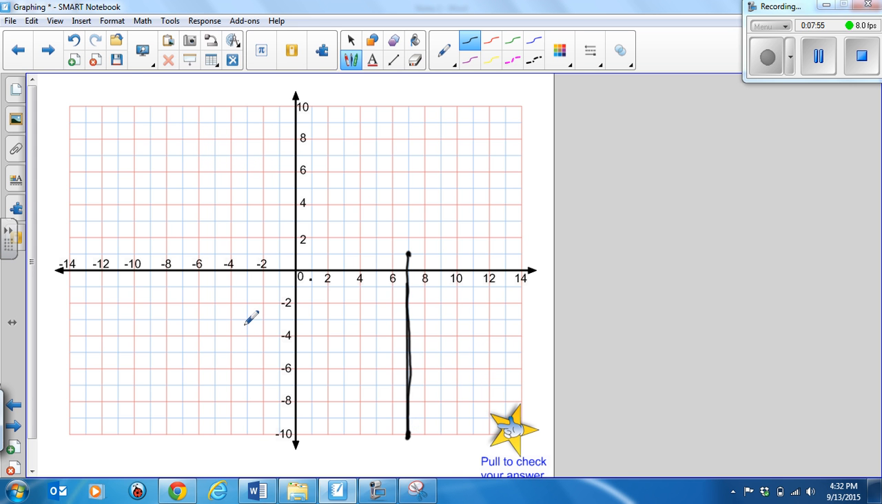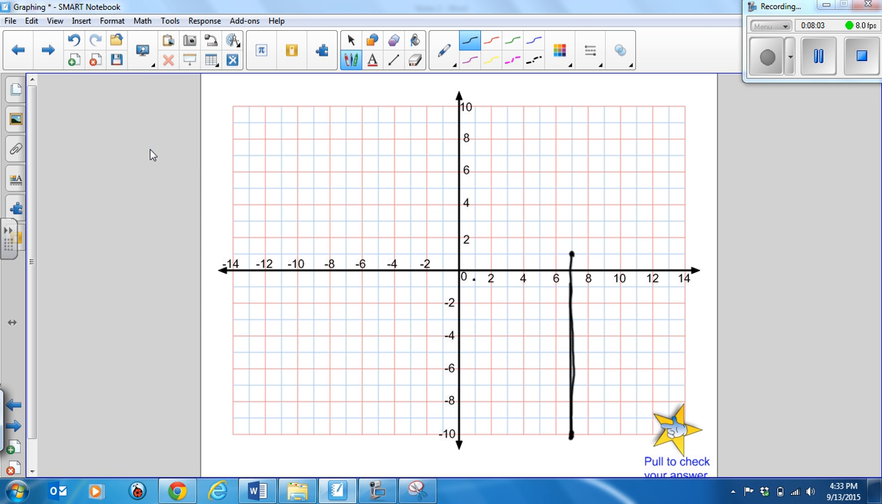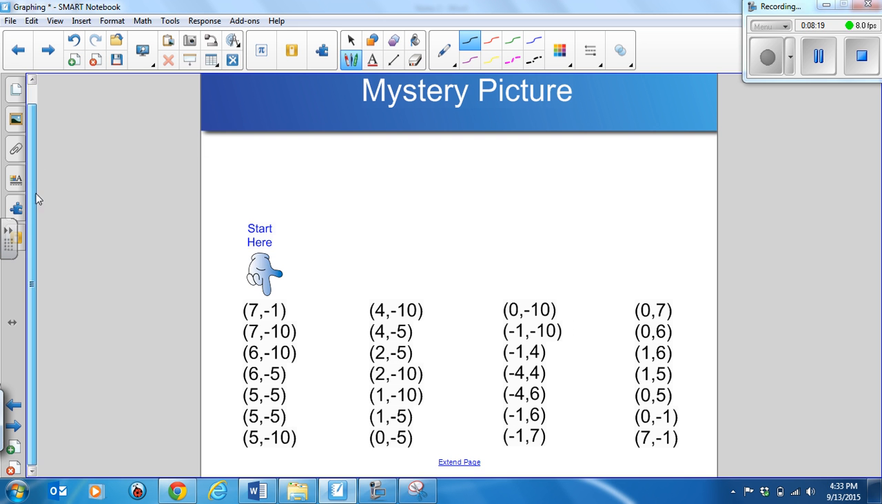And I'm going to do one more point with you. I have 6, -10. Alright, so I'm going to start at the origin. I'm going to go over 6, down 10. And I'm going to connect those dots. Now what I want you to do is go ahead and bring this in to me tomorrow and show me what you plotted. And we will definitely talk about this. So go ahead and pause the video here.